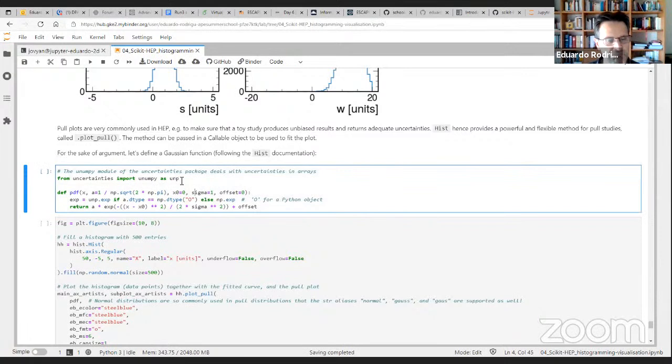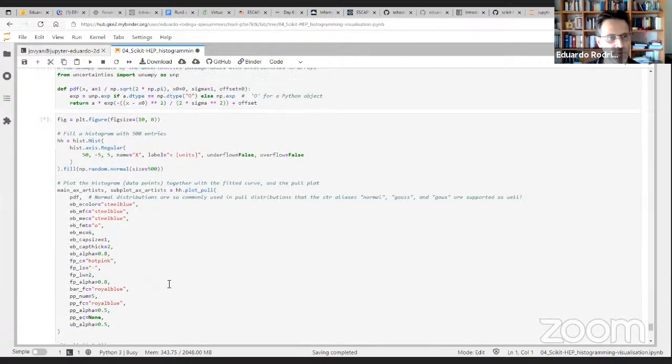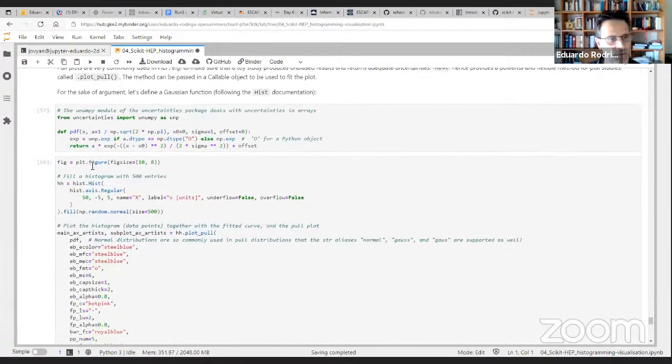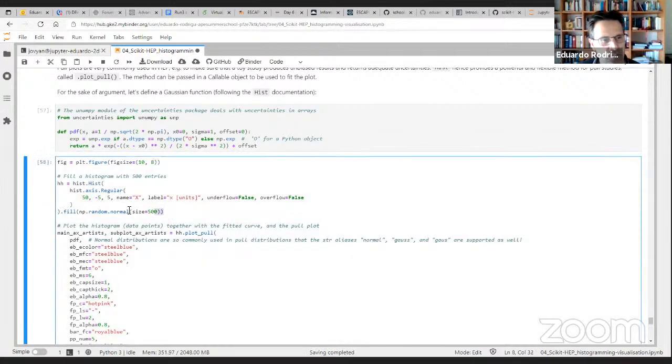So here I'm going to play with and reuse uncertainties. I'm importing the uncertainties package, and I'm preparing on the fly a PDF, which is a normal PDF. I still need to start with something, so let's just generate a normal distribution again. Typically, they are supposed to be Gaussian-like distributed for a standard pull study.